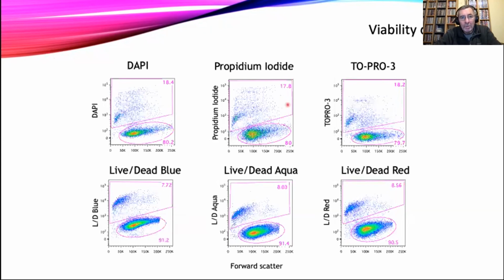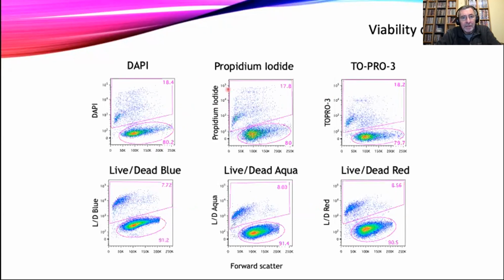So in the top row here, we have 3 different DNA binding dyes, DAPI, propidium iodide, and TO-PRO-3. And you can see that they pick up the dead cells. We get pretty much the same percentage in each, on a different day. So this is why the numbers aren't quite the same. But the row below, we've used 3 of the different protein binding dyes. So I show these because they're all excited by different wavelengths.